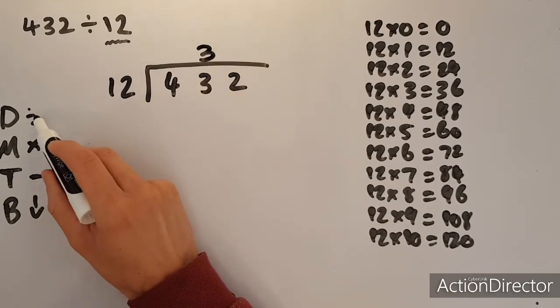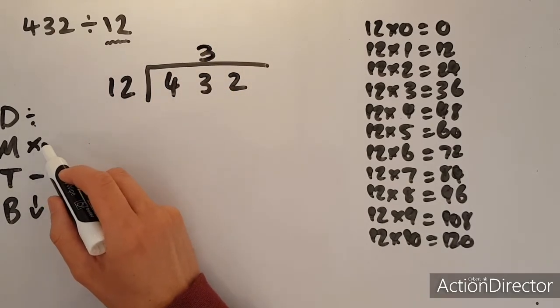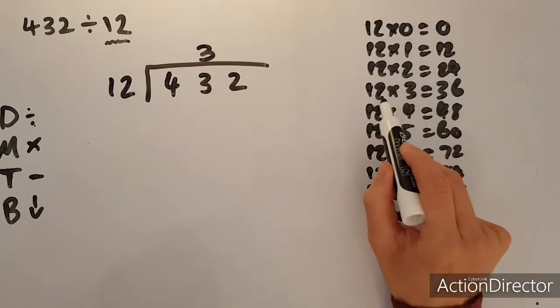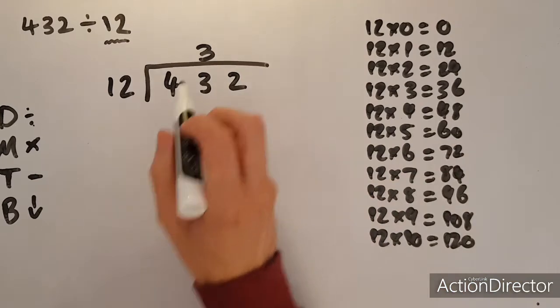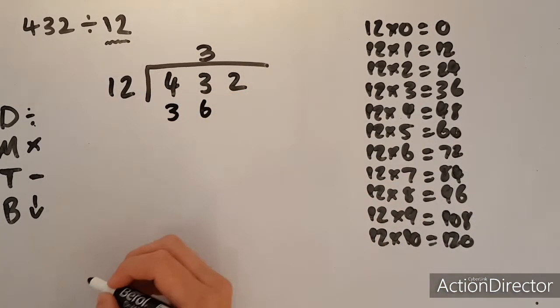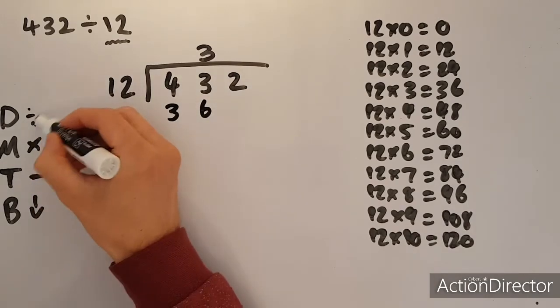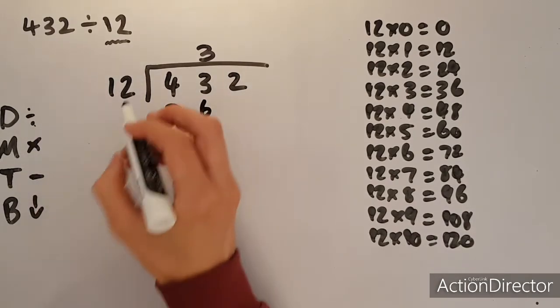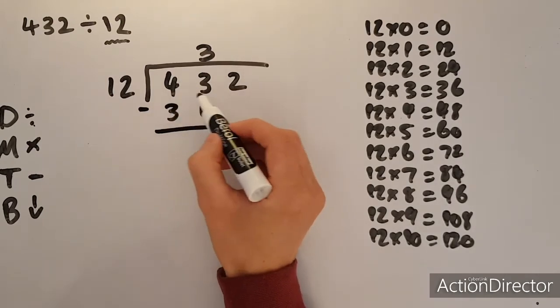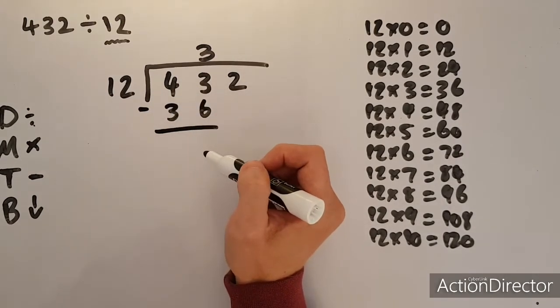After my division, I need to go on to my multiplication. 12 times 3 is what? I can go back to my multiples: 12 times 3 is 36. I'm going to write that multiple directly underneath. I've done my division and my multiplication. I now need to take away. I'm going to take away 36 from 43.